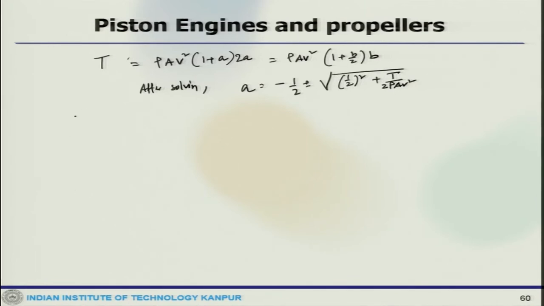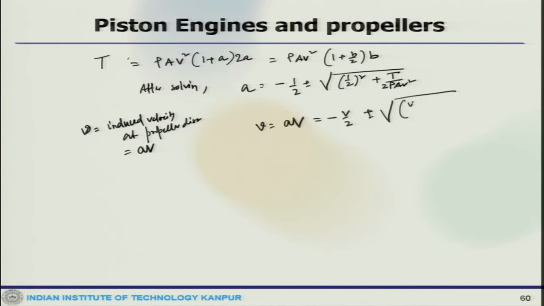Now let us say small v is the induced velocity at the propeller disc and can be written as a into V, then what we get is small v equals aV, minus V by 2 plus or minus the square root of (V by 2) square plus T by 2 rho A. Also, we get b equals minus 1 plus or minus the square root of (1 plus 2T by rho A V square).